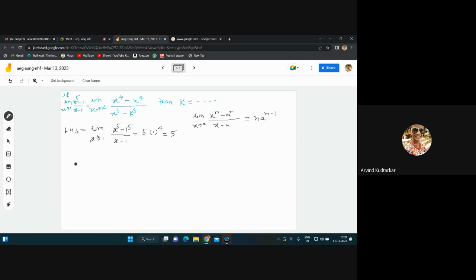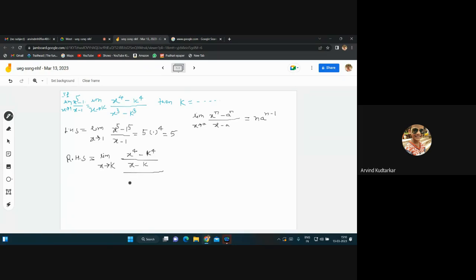Similarly, we find the value of RHS. How do we get the value of RHS? We get it by applying the same standard formula of limit. Limit as x tends to k of x raised to 4 minus k raised to 4 upon x minus k, divided by... we have to divide by x minus k in numerator as well as denominator so that we can use the standard results of limit.